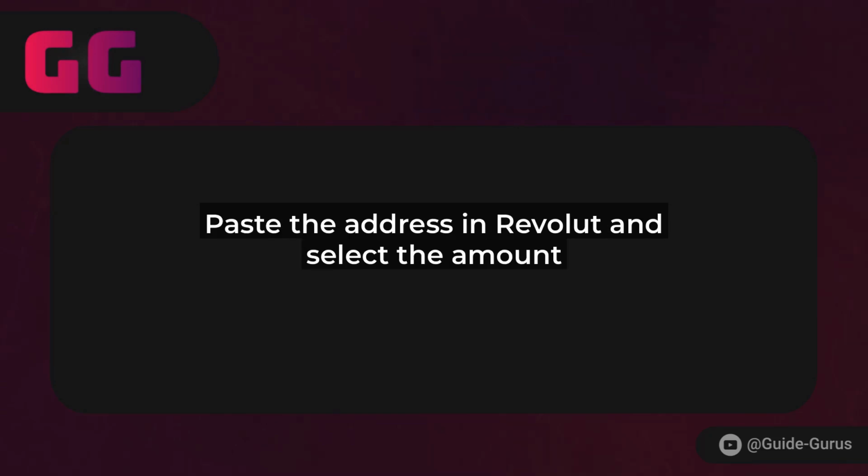Now, you'll need the Uphold wallet address. Head over to your Uphold app, log in, and find your Ethereum wallet address. It's usually under the Assets tab. Just copy it carefully. Back in Revolut, paste that Uphold address into the recipient field.